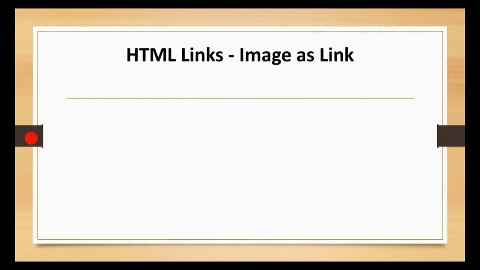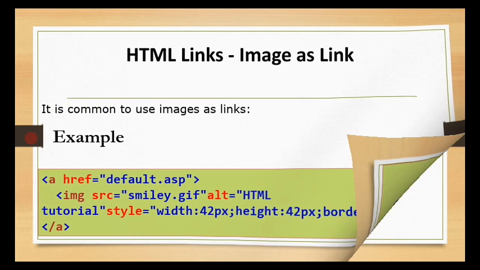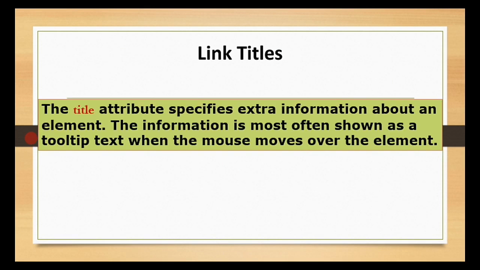HTML link, image as a link. It's common to use an image as a link. Example, link title. The title attribute specifies extra information about an element. The information is most often shown as a tooltip text when the mouse moves over the element.